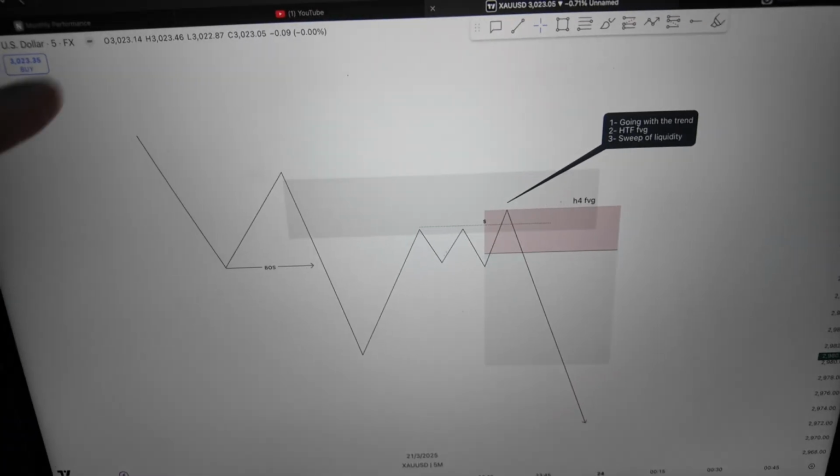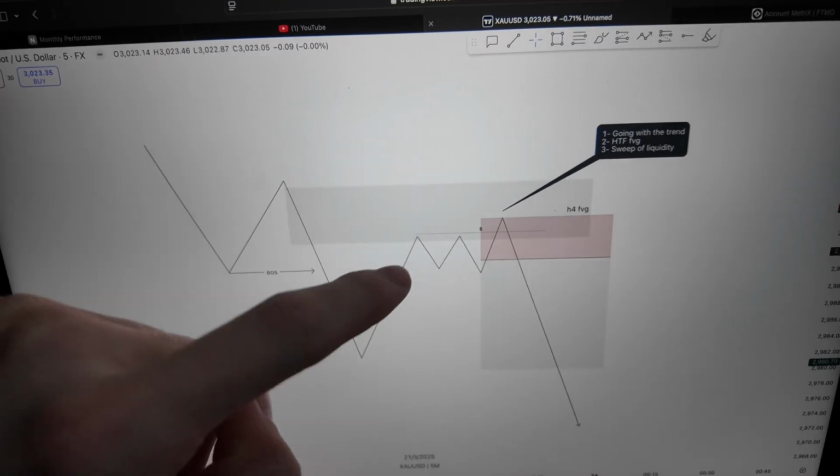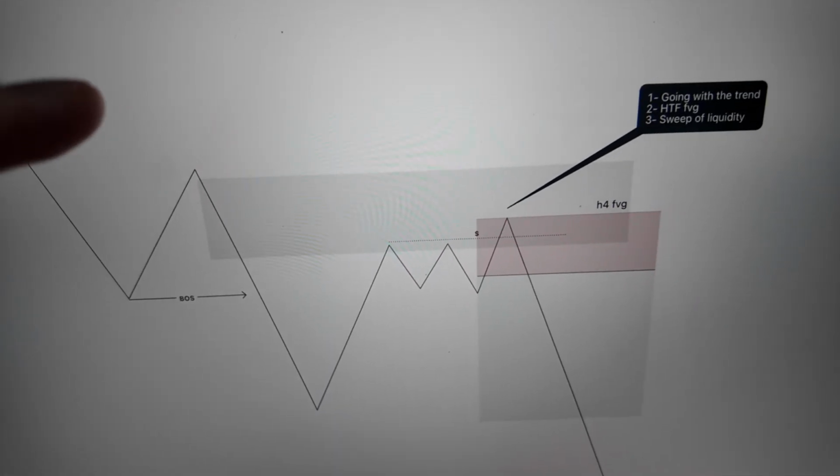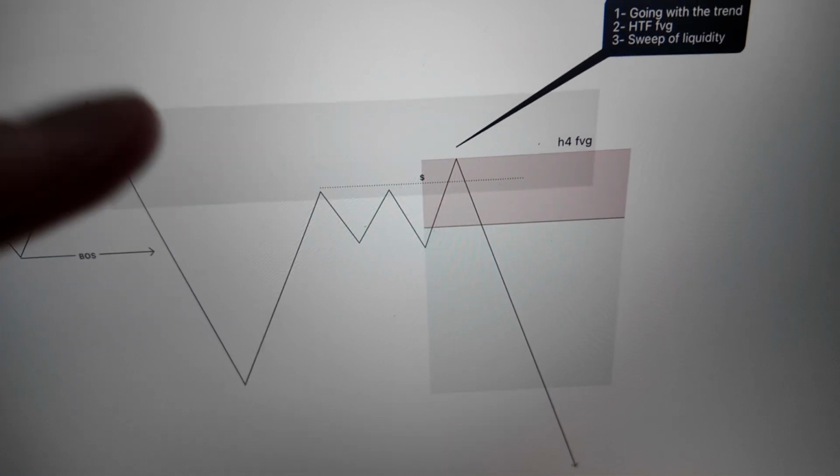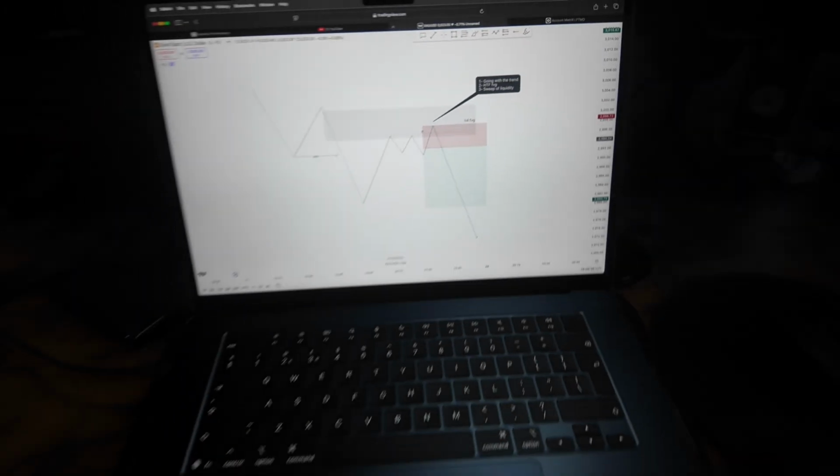It's got 3 simple steps: going with the trend, as you can see, a mitigation of a higher time frame fair value gap, and a sweep of liquidity. So let's jump onto the charts.